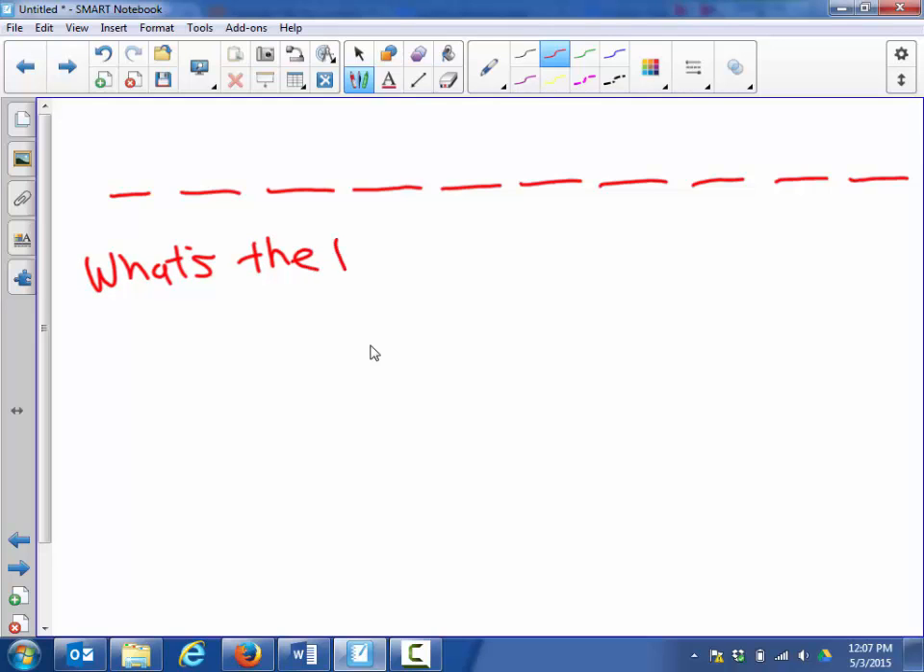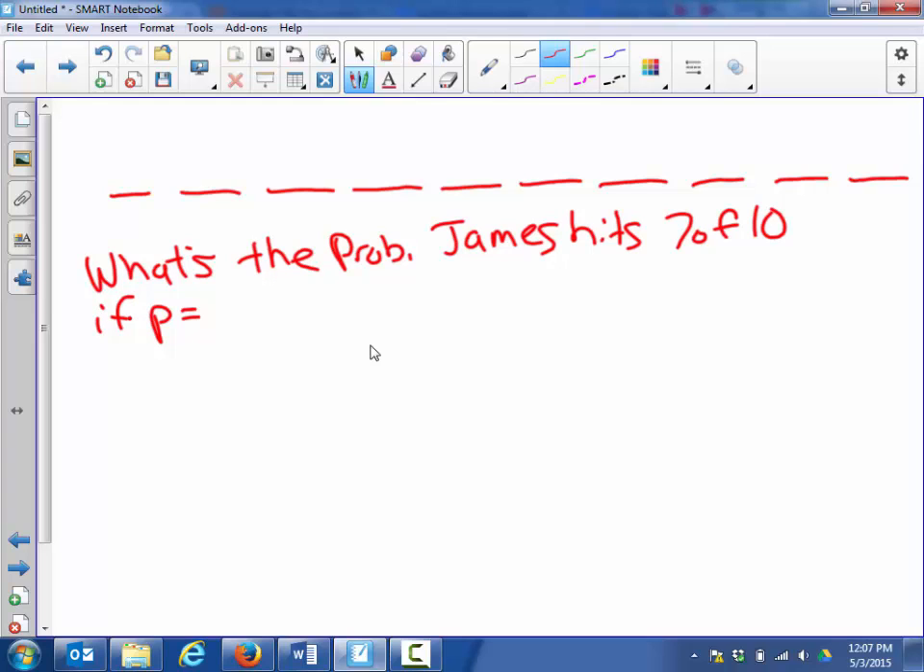Let's say we want the probability that James hits 7 of 10 if p, his probability of success, is equal to 0.6 or 0.60. Okay? All right, so next equation up, they give to you as the following.